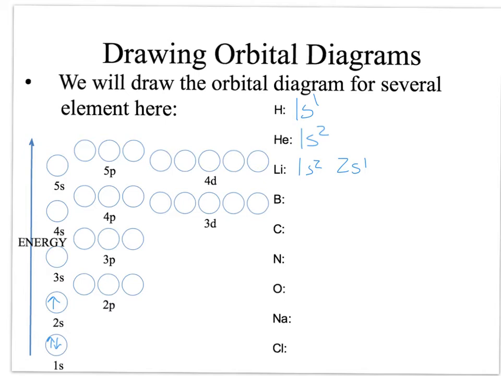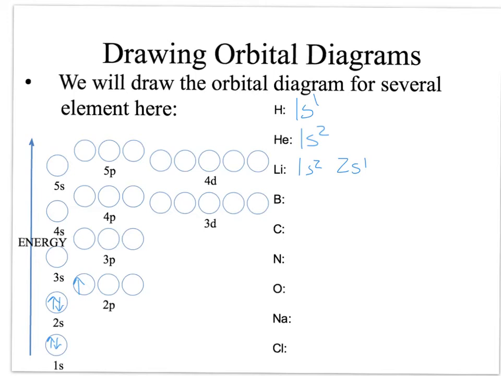Lithium has 3 electrons, so it will fill that first s orbital with an up and a down electron. Then its next electron will go into the 2s orbital. So we've got one electron still kind of floating around on the outside. This would be written as 1s2 to represent that full first orbital, and then 2s1 for the electron that's in the 2s orbital.